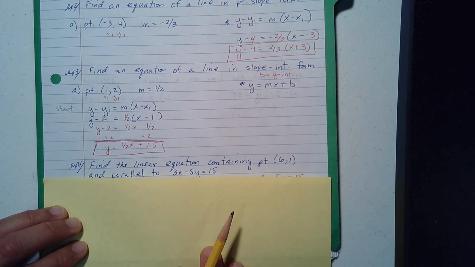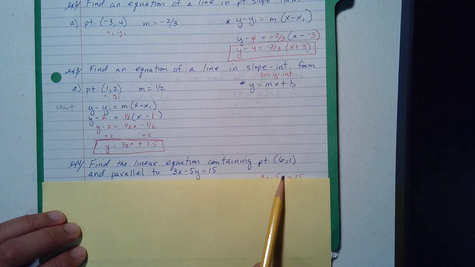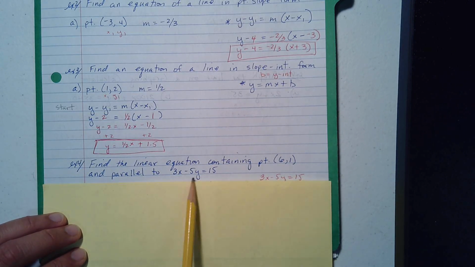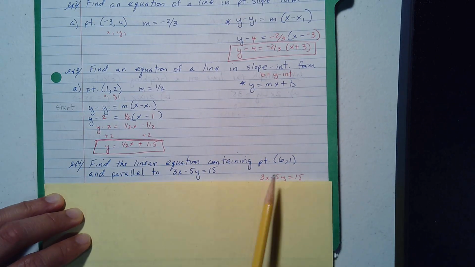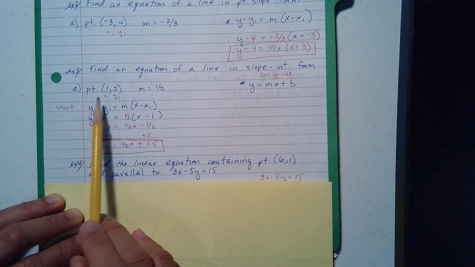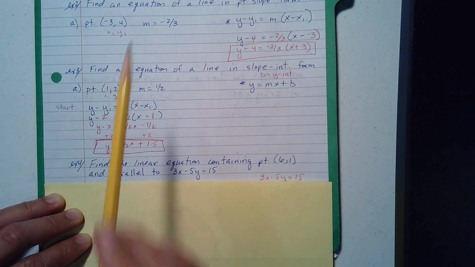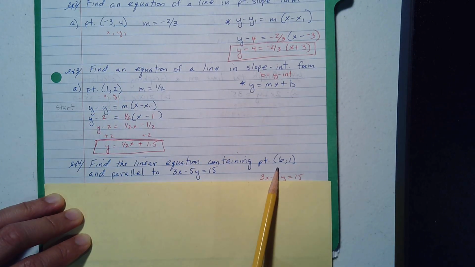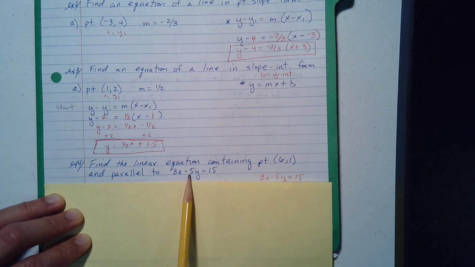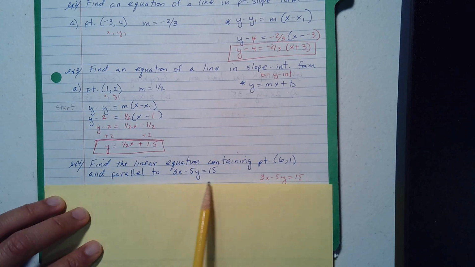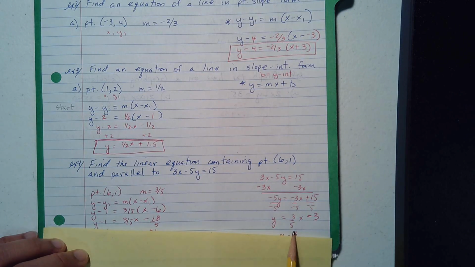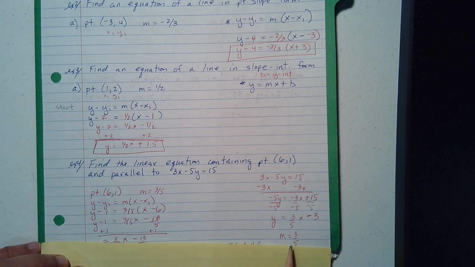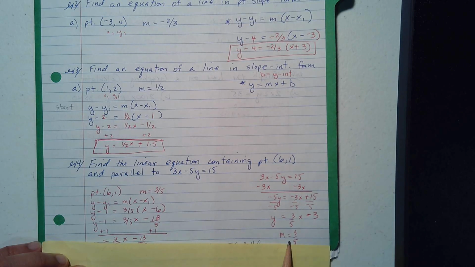Example 4, find the linear equation containing 0.61 and parallel to 3x minus 5y equals 15. In order to write a linear equation, we always need a point and a slope. Point, slope, point, slope. Here we have a point. We don't have a slope yet. But they say the line that contains this point is parallel to this line. Therefore, put this in slope-intercept form. Here is our slope. This is slope-intercept form. This is our m. So m is equal to 3/5.